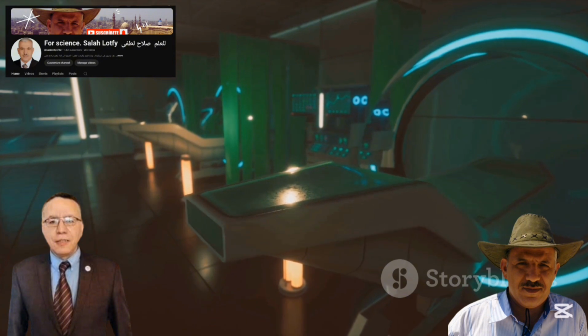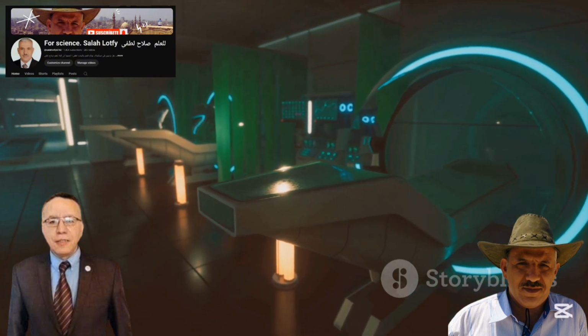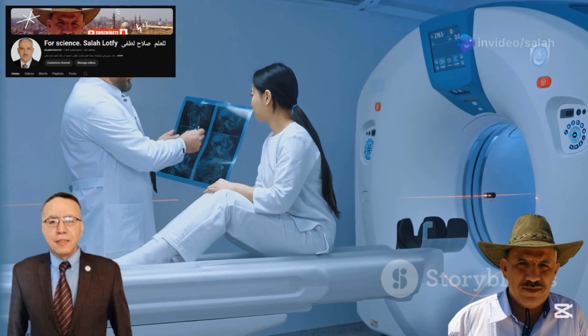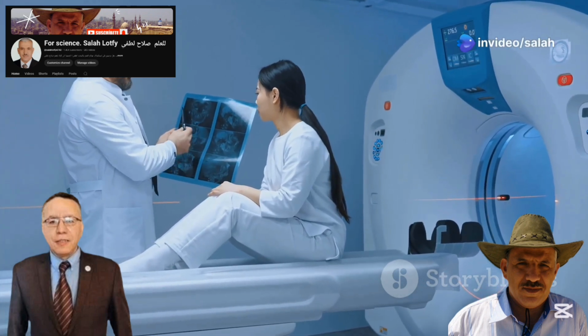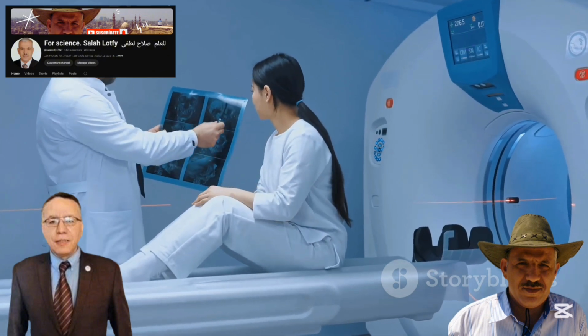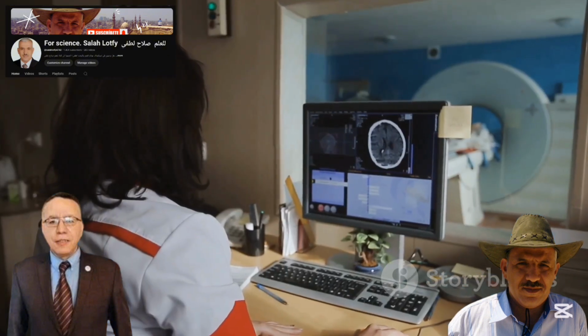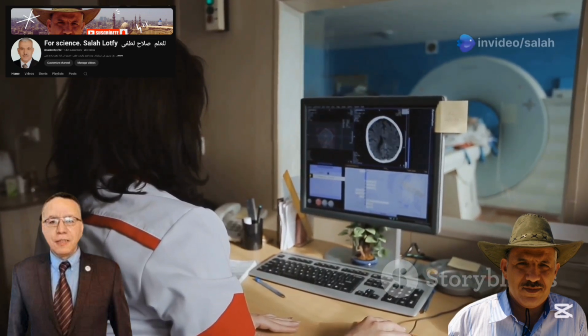In the medical field, deuterium plays a vital role in magnetic resonance imaging, or MRI. Deuterium oxide, also known as heavy water, is used as a contrast agent in MRI scans, allowing doctors to visualize tissues and organs with remarkable clarity. This technology has revolutionized medical diagnostics, enabling the early detection and treatment of a wide range of diseases.